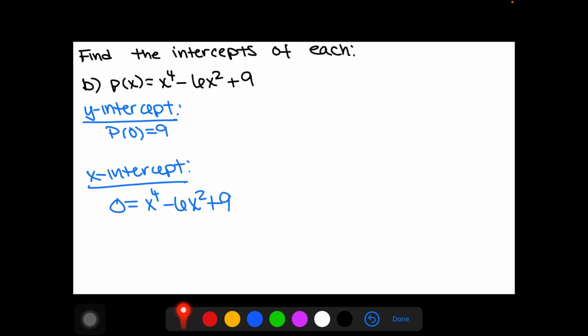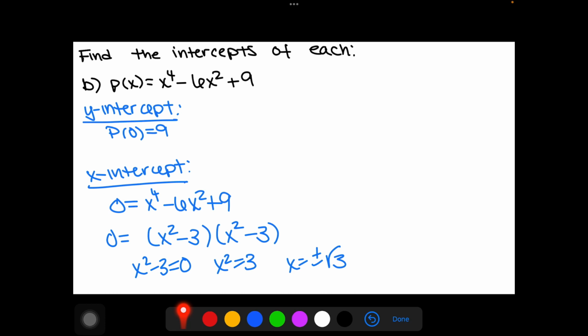This polynomial is not in factored form, but this is a quadratic type function, and we can factor it. To get a product of x to the fourth, I need an x squared times x squared. To get a product of 9, it has to be 3 times 3, and I need both of those to be negative to add up to a negative 6 in the middle. So I have factors of x squared minus 3, x squared minus 3.